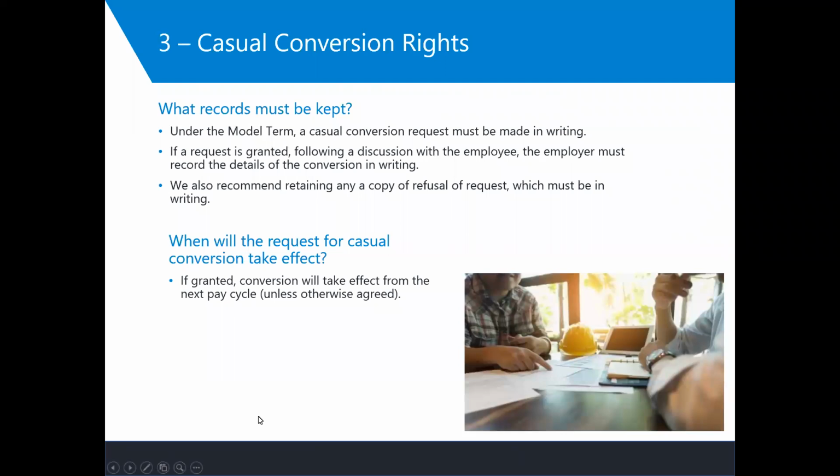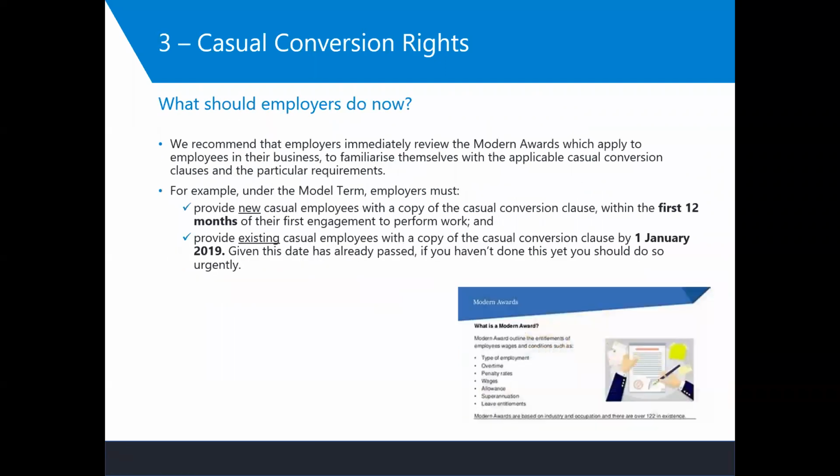When does it take effect? If it's agreed to, it takes effect from the next pay cycle unless some other terms are agreed between the parties. So what does that mean? What should you all be doing now if you haven't already actioned this? Well, the standard provision under the model term is that you must provide new casual employees with a copy of the casual conversion clause from the applicable award within the first 12 months of their first engagement to perform work.